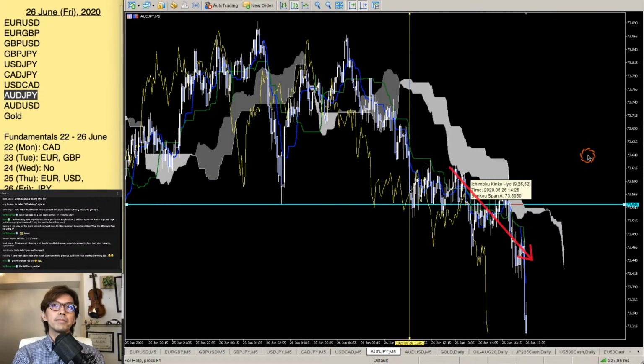I have to mention about this one too, but oh yeah, never mind, sorry. I think I will talk about this in my next live. So in this case too, after the Asian session ends, you see the breakout happening downwards.